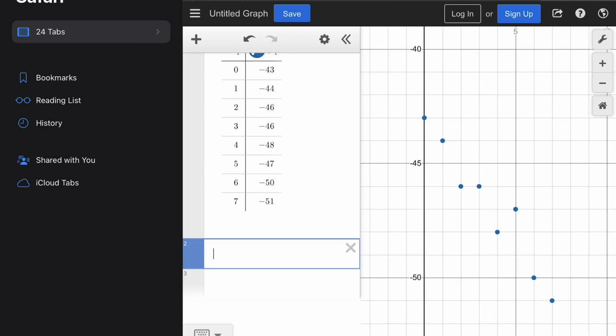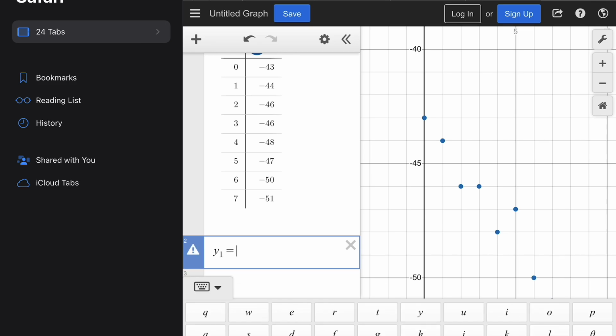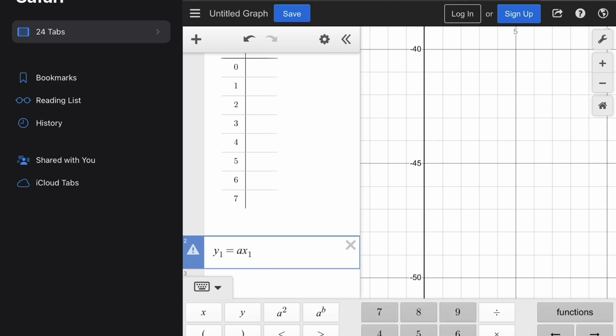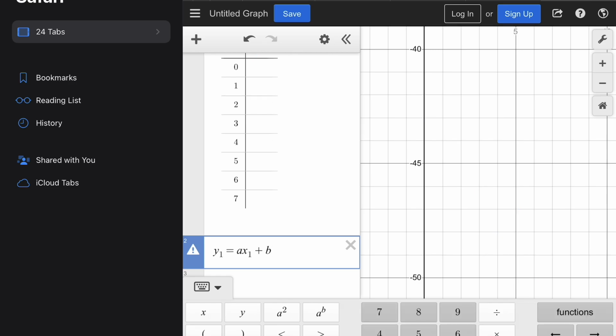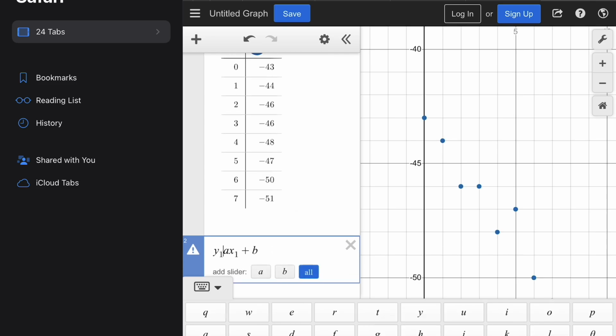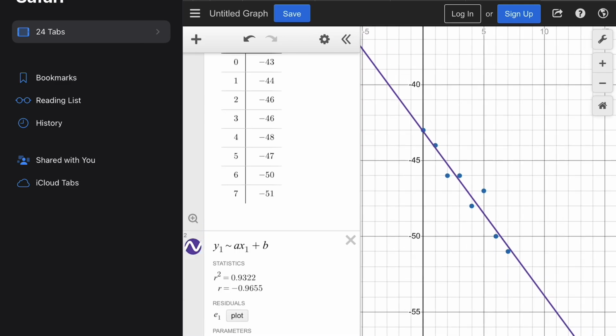Okay, this looks pretty linear. Y1 equals A x1 plus B, and this should fit nicely. Oh, what have I done? Oh, equals, whoops, I keep doing this. Tilde, bang. Okay, that is my bad. But we got there in the end, and that does fit very nicely.